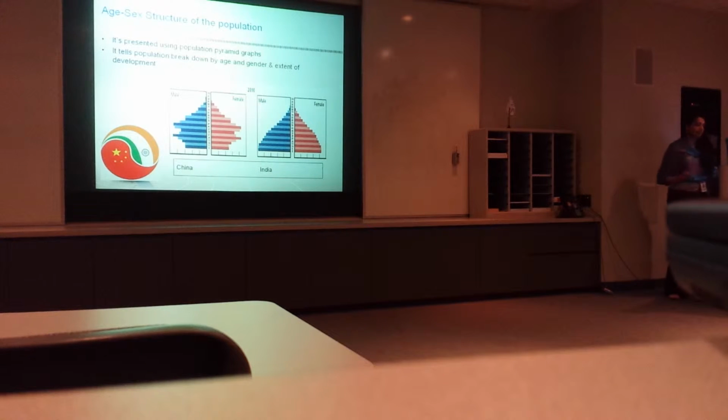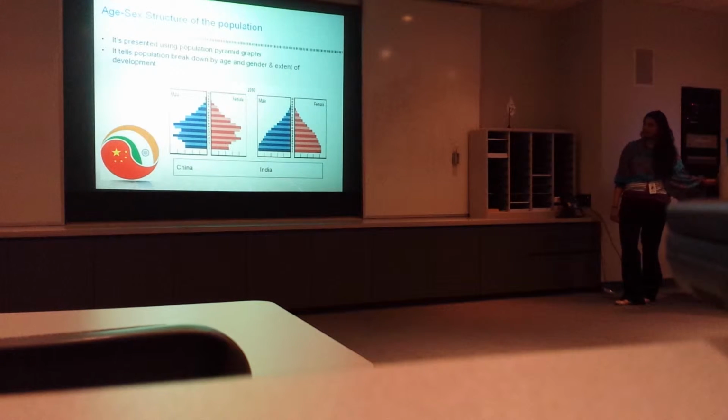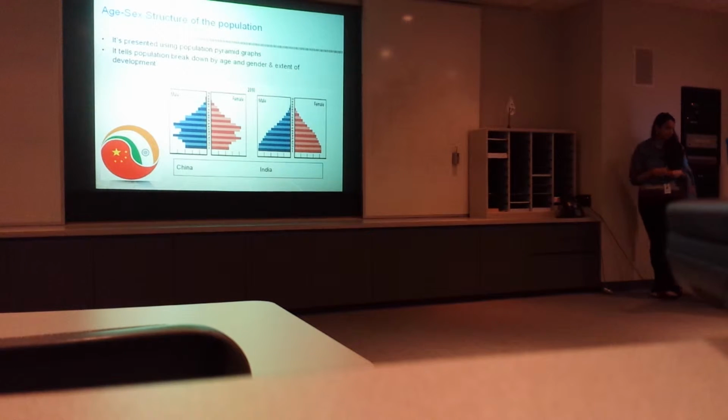The second factor is the age-sex structure of the population. It is represented in the pyramid graph over here. The blue represents the male, the red is the female, and this is a graph from 2010. It tells the population breakdown by age and gender and extent of development. For developed countries, it was pretty similar. It was very staggered. So there is no ideal graph that I could find for age-sex structure.